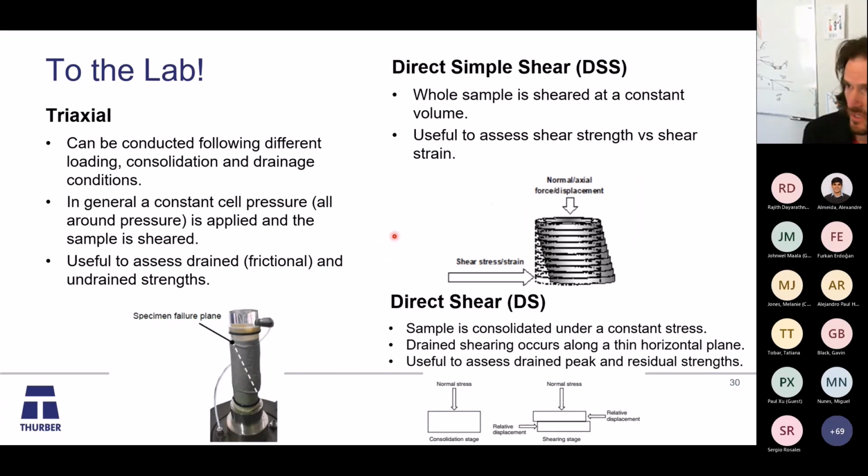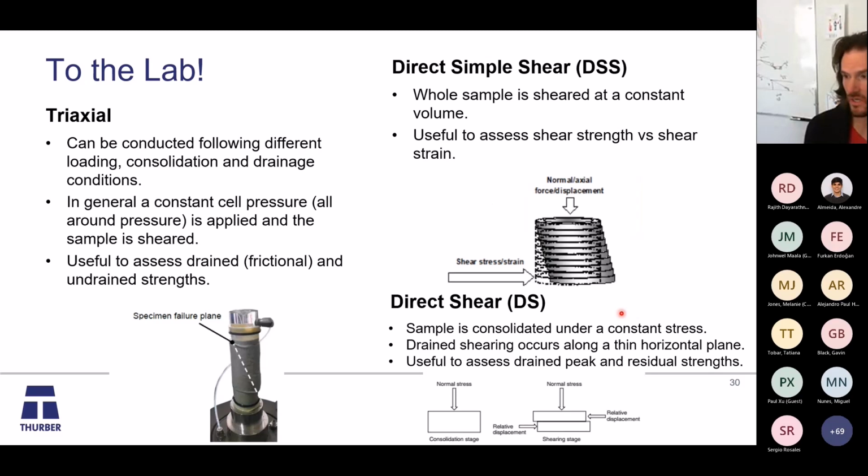There's also DSS. You may be less familiar with this. This is where the whole sample is sheared at a constant volume. It's useful for assessing shear strength versus shear strain, and it's useful for liquefied shear strengths. So this is where we have the sample. It starts off in a ring, and then we're shearing, so you can see this angle developing here. We apply a shear stress, and we're looking at this angle, which is our shear strain.